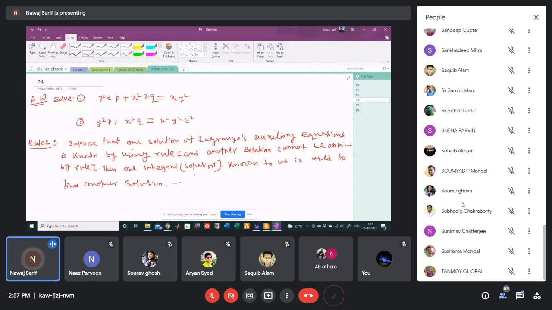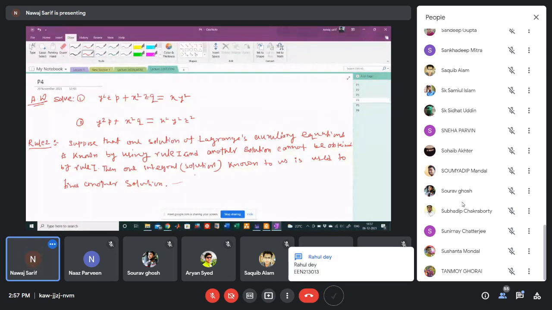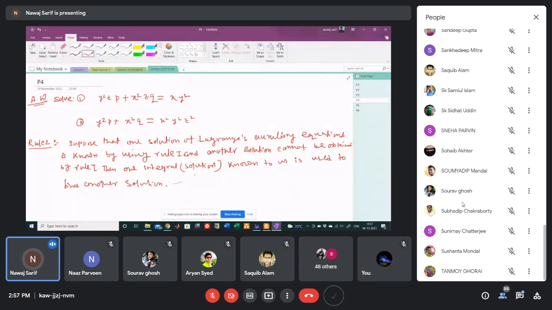Rule 2 tells us that one integral can be obtained by rule 1, but the second solution cannot be obtained by rule 1. So we have to use the solution which is obtained by rule 1, and that solution is used to find another solution. So that will be clear by this example. Just see this example.